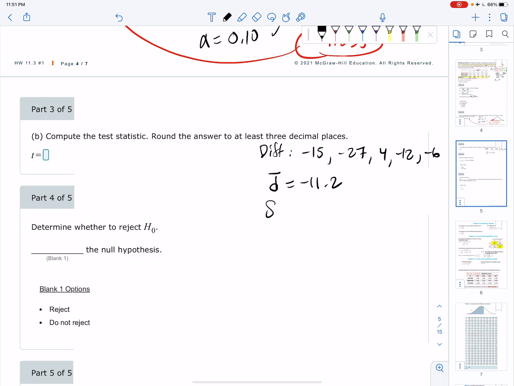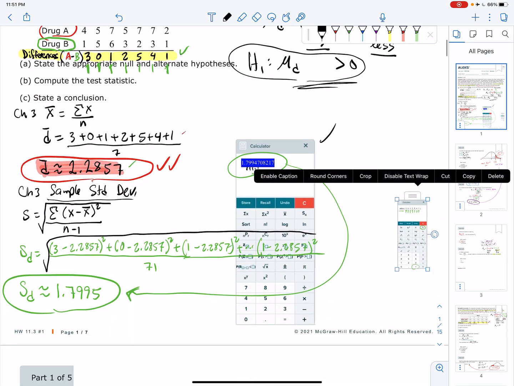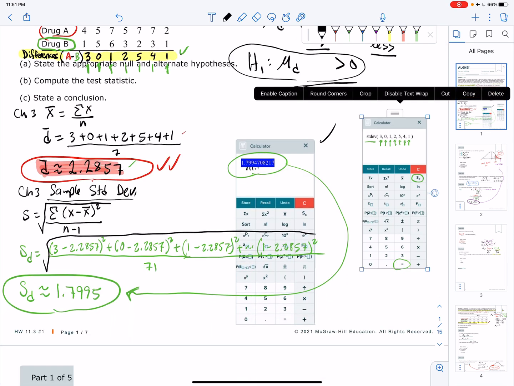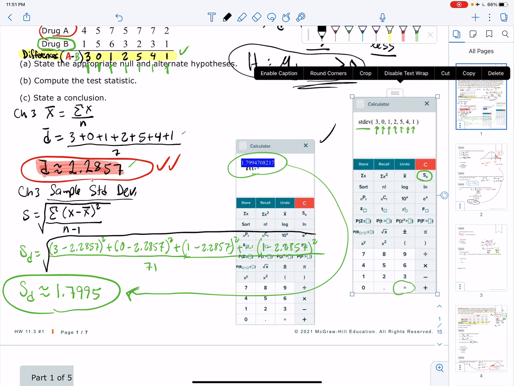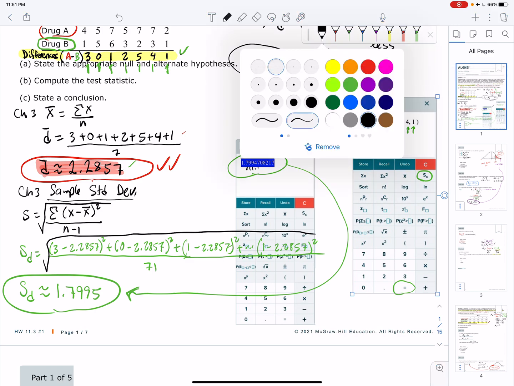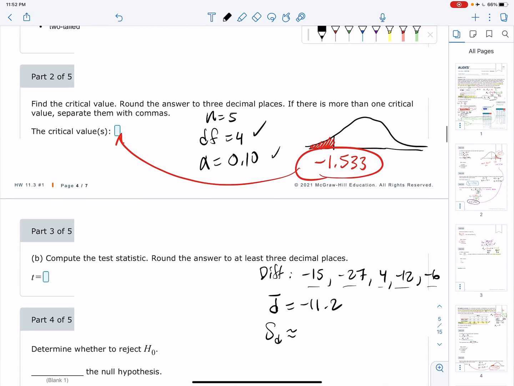And my sample standard deviation of the differences, by plugging these values in, just like I showed you on the calculator. All we had to do was select that button right there, and then standard deviation, put the differences in there with commas, hit enter, and we've got our value already. So that is super nice.